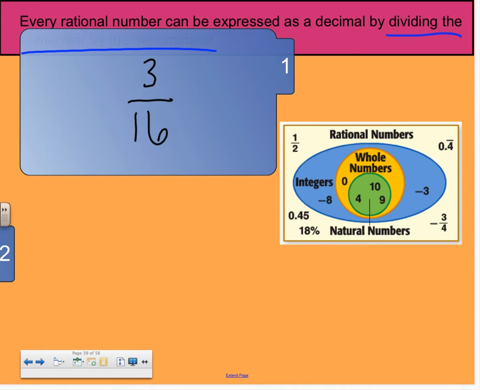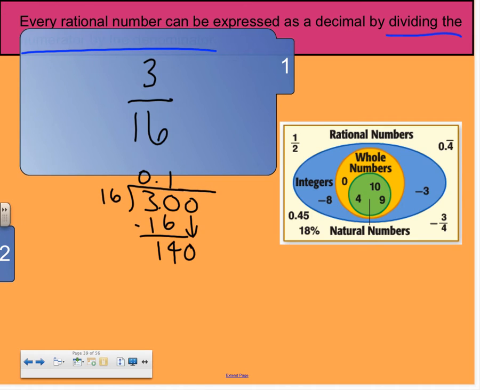So, I'm going to write 3 divided by 16. 16 does not go into 3, correct? So I'm going to put a 0 here. Decimal point. Does 16 go into 30? 1 time. 1 times 16. If I subtract those, I get 14. I'm going to bring down a 0.